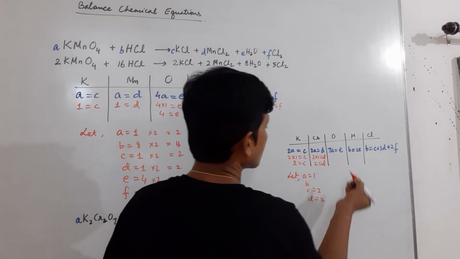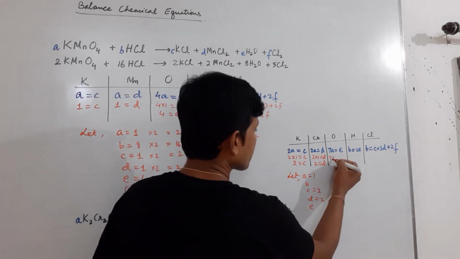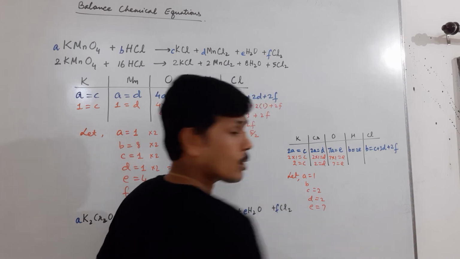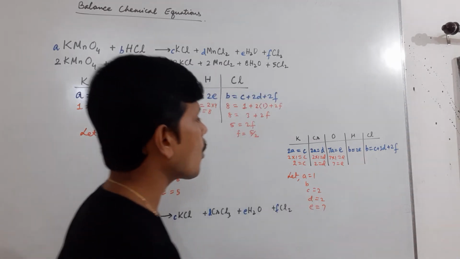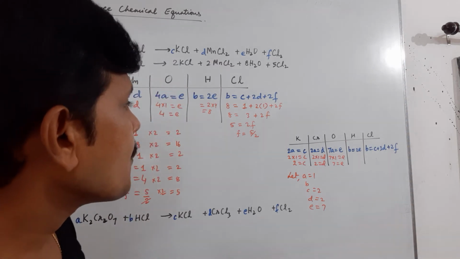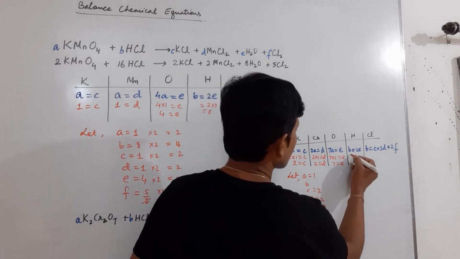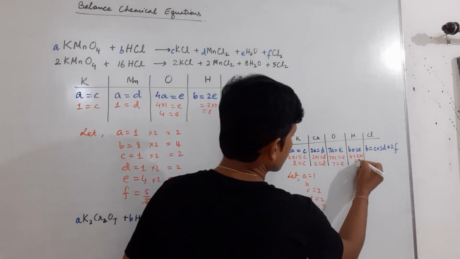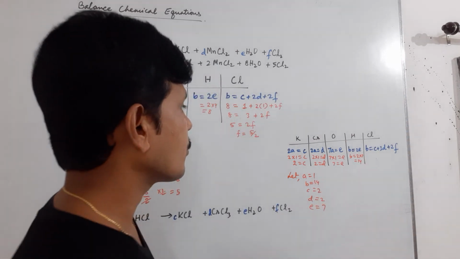So far so good. Now what about E? 7 times 1 equals E, so E equals 7. Next, we can find the value of B. We know E equals 7, so 2 times 7 is equal to 14. So I got B equal to 14.